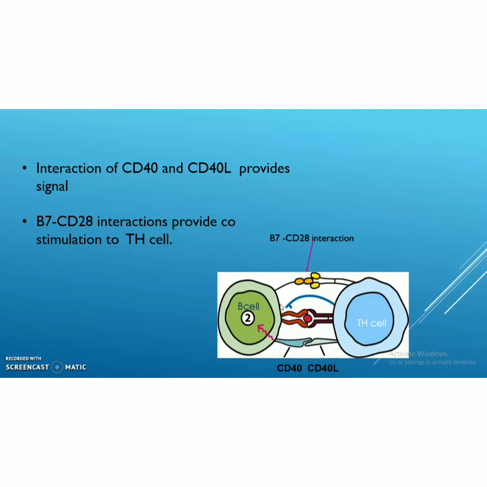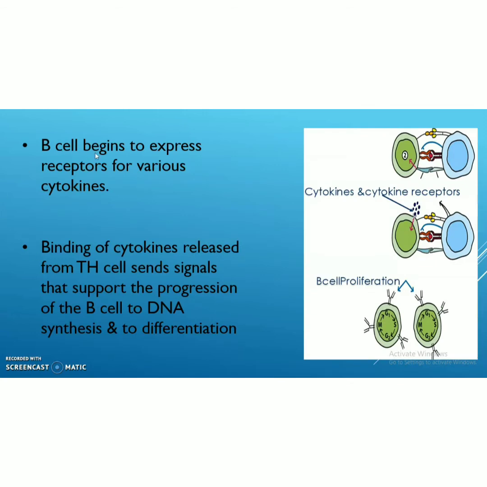Then in the next step, the B7 molecules present on the surface of these B cells and CD28 present on the surface of T helper cells provide co-stimulation. That is, they also interact to produce a co-stimulation. In the next step, B cells begin to express receptors for various cytokines. That is, after these interactions, B cells start expressing receptors on their surface for cytokines. As a result, the T cells start producing cytokines, and these cytokines come and bind to the surface of these B cells.